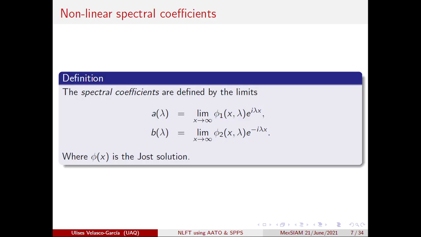Well, we also have a definition for the spectral coefficients. Those are defined by the limits of two of the Jost functions I just presented on the last slide. We're just taking a limit where x tends to infinity.